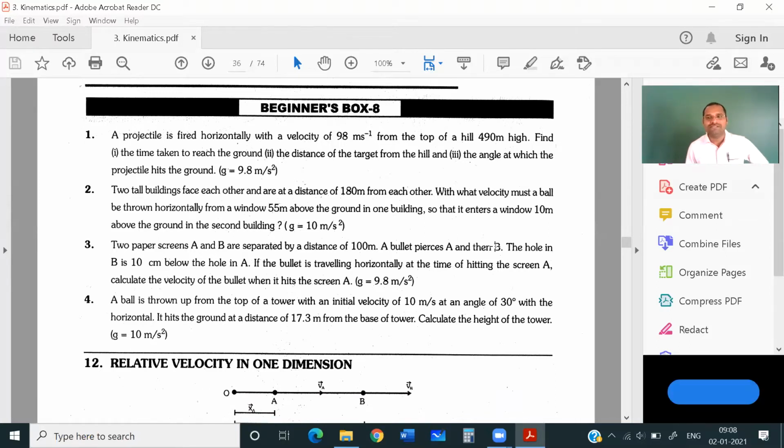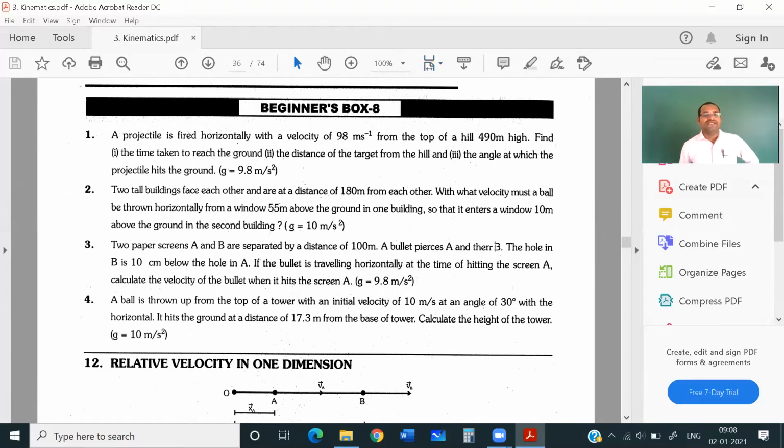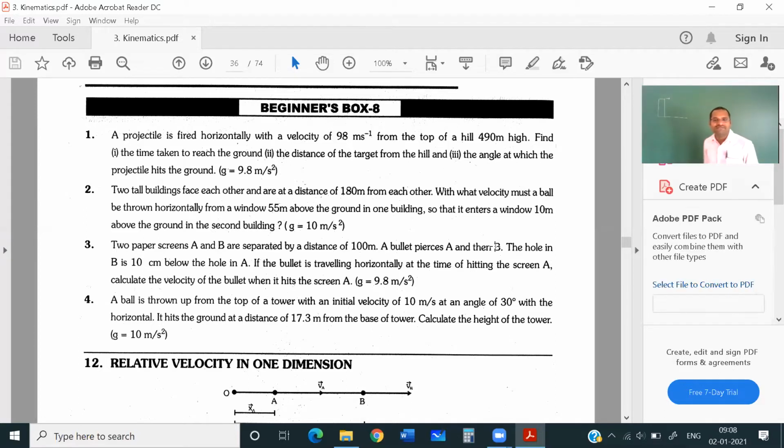Beginner box 8, question number 1. A projectile is fired horizontally with a velocity of 98 meter per second from the top of a hill 490 meters high. Now, let us imagine this is a hill. It is fired horizontally like this, with a velocity of 98 meter per second. What is the height of this hill? Yes, 490 meters is given. I have collected this data.